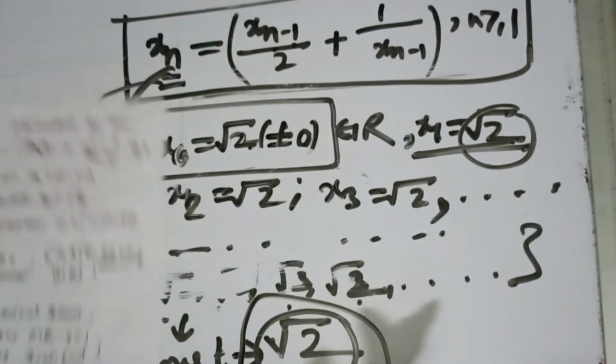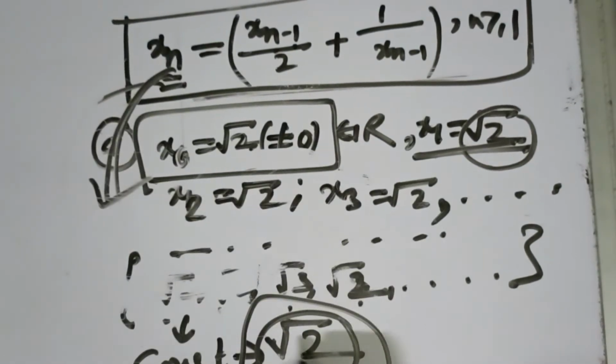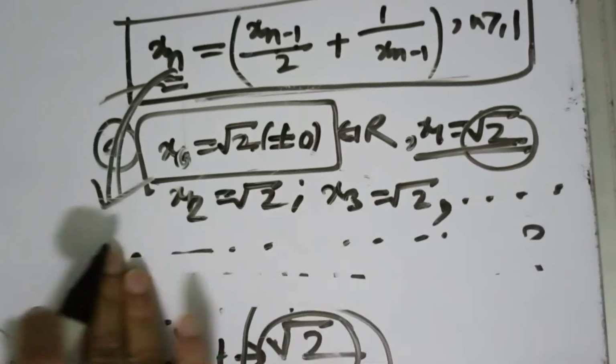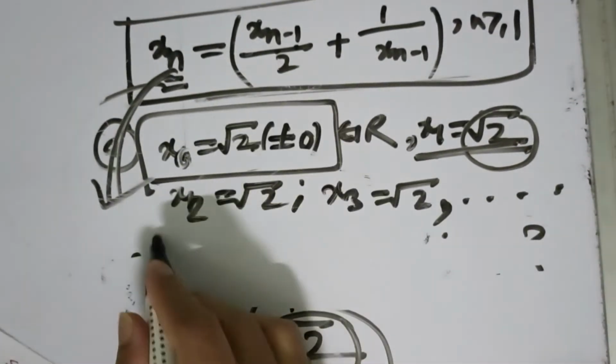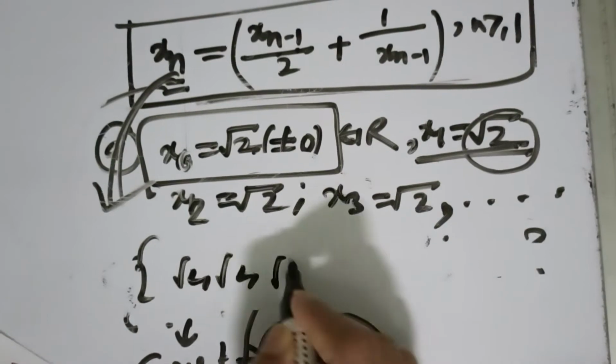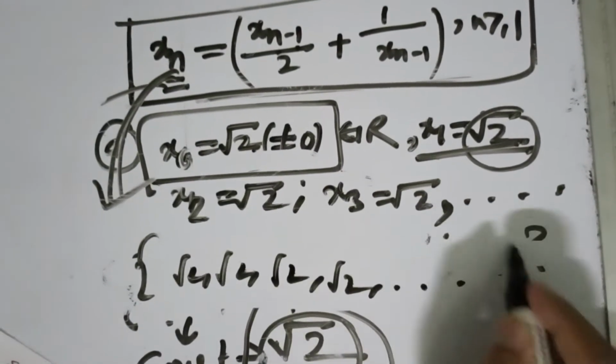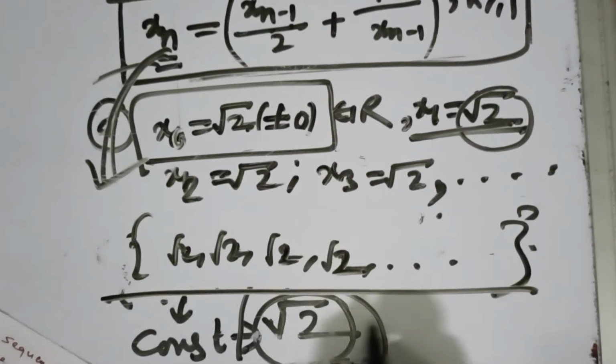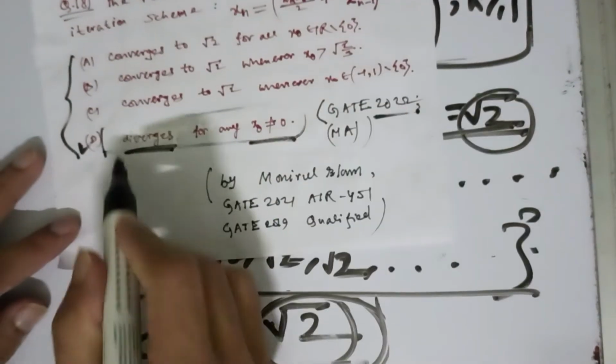If I choose x0 equal to root 2, then the sequence converges to root 2. The sequence is a constant sequence: root 2, root 2, root 2, root 2. A constant sequence always converges to the constant value root 2. So option D is not correct.